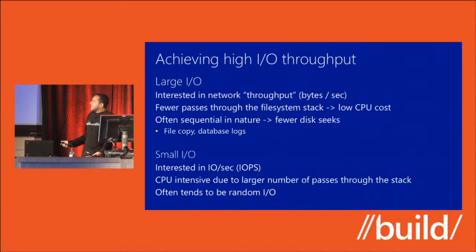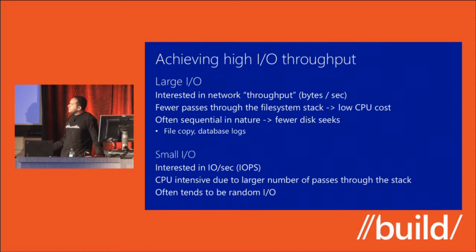Now, the last thing I want to talk about is how to achieve very high I/O throughput in your applications. I want to classify I/O into two categories, large I/Os and small I/Os. For large I/Os, the metric you are interested in is bytes per second, or megabytes per second, or gigabytes per second. It's the raw throughput which you are mostly interested in. This is not too hard to achieve.